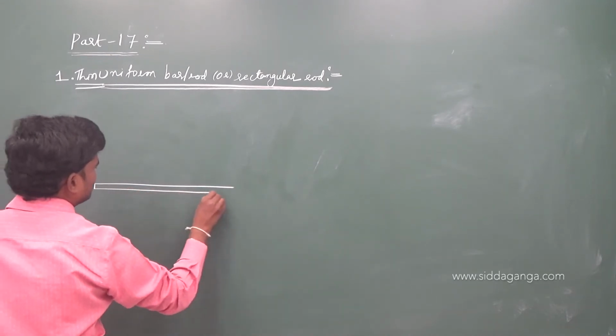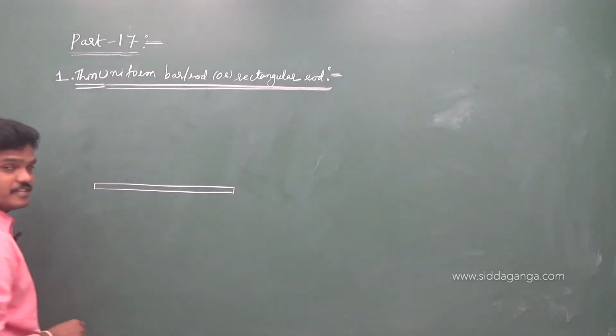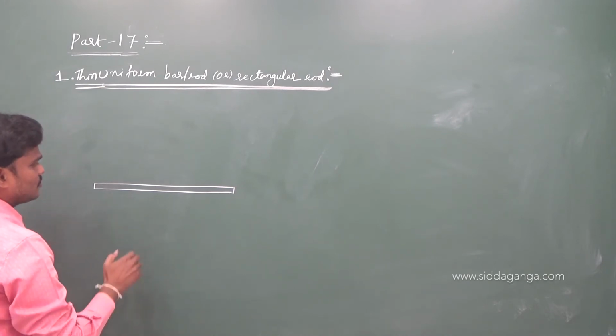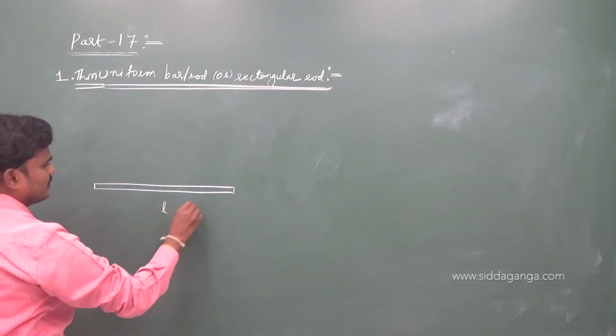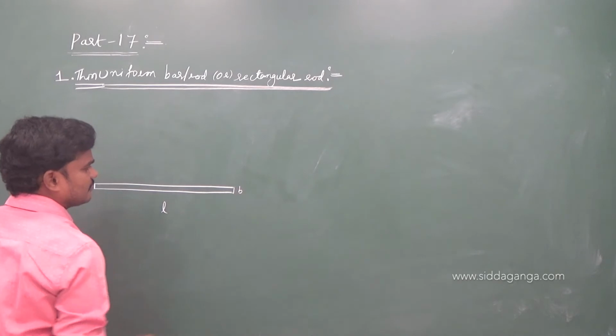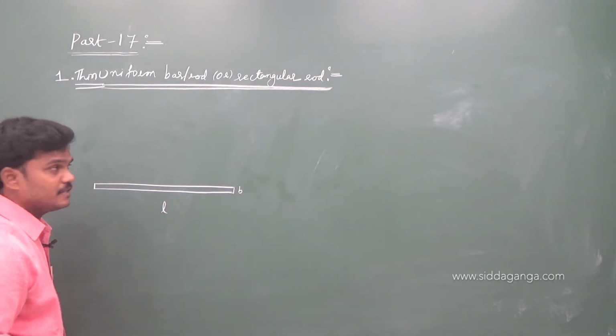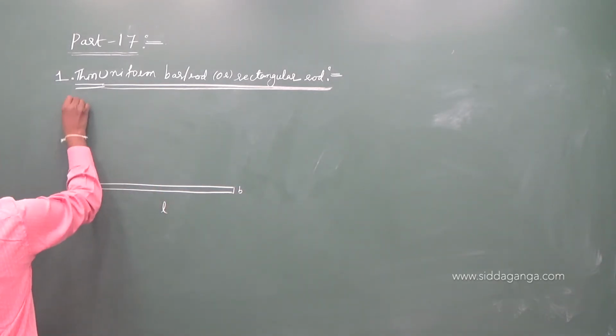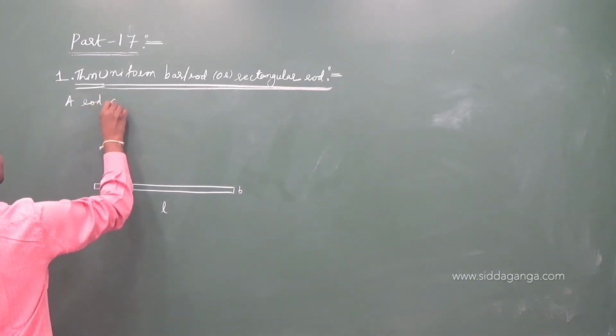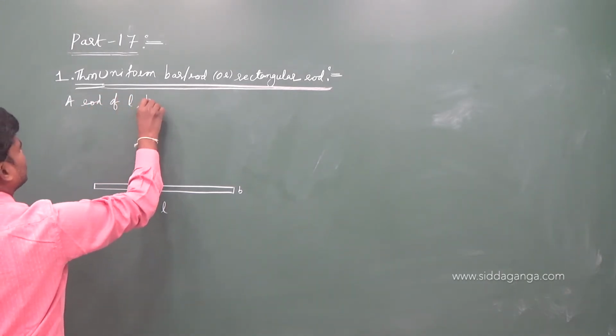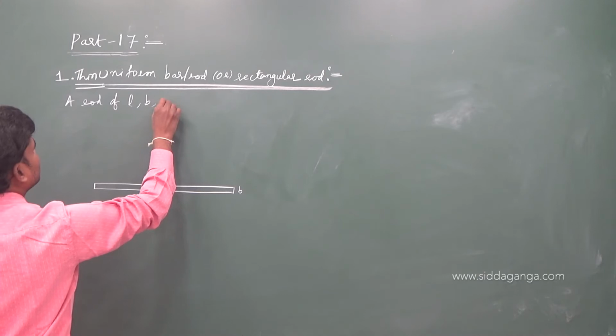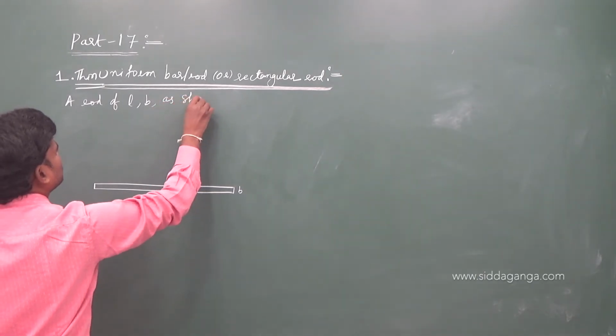So derivations are your interest, but I am going to show you everything with derivations. See, this is the rod whose length is L, whose breadth is B. Rod of length L, breadth is B. So they have given a rod of length L, breadth B, as shown.